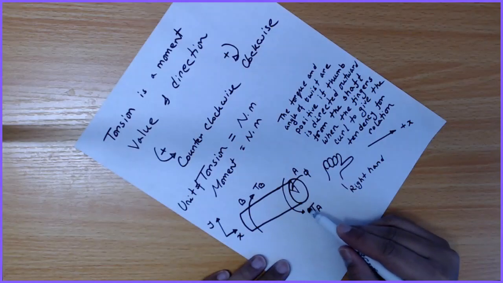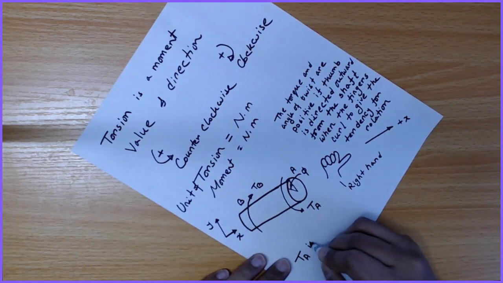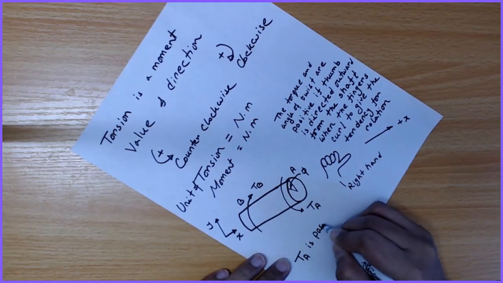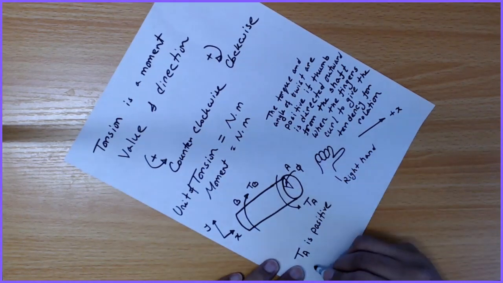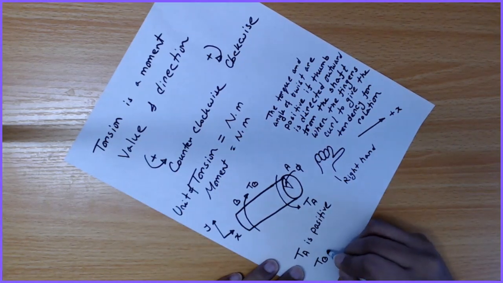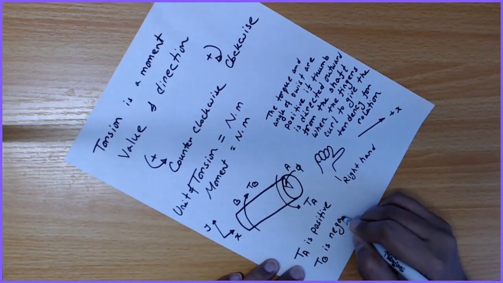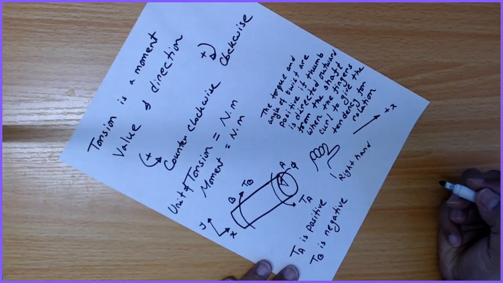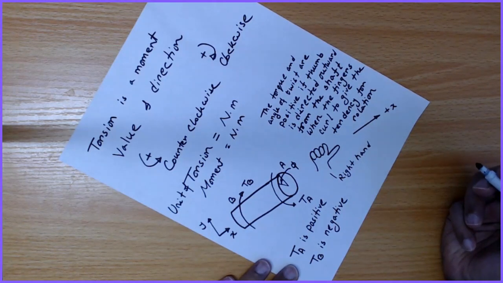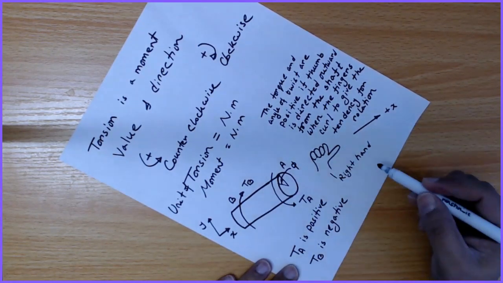Now according to this right hand rule, TA is positive and TB is negative. Please practice this with your right hand and see whether you can understand my explanation.